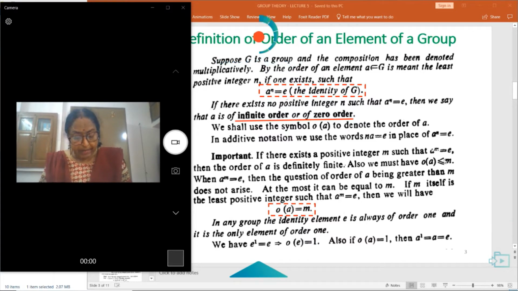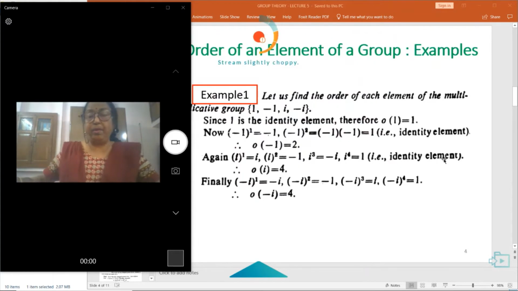Also, we must have order of a is less than or equal to m. If m itself is the least positive integer such that a^m is equal to e, then it is written as order of a is equal to m. The identity element e is always of order 1 because e to the power 1 is equal to e, so order of e is equal to 1.